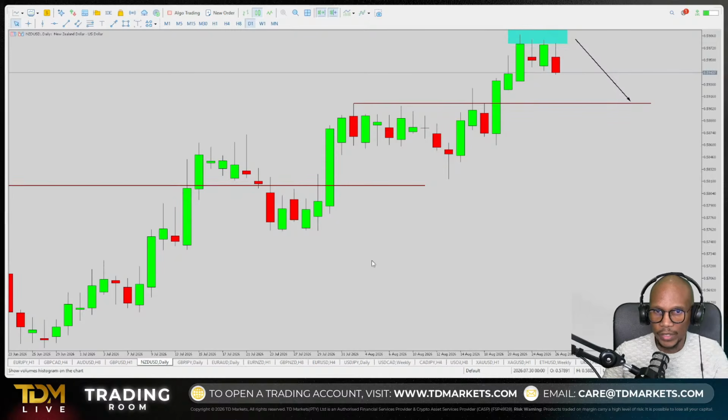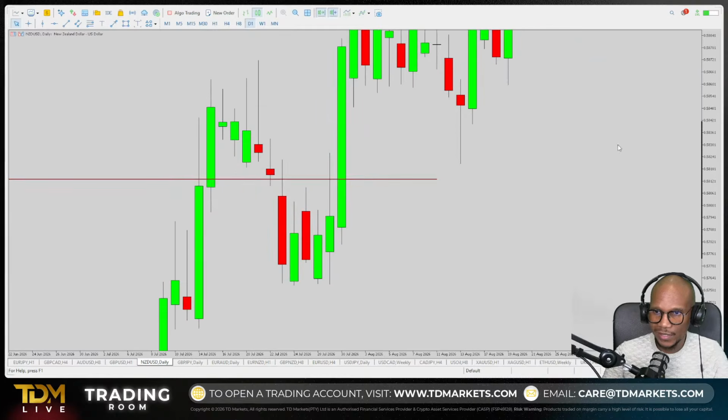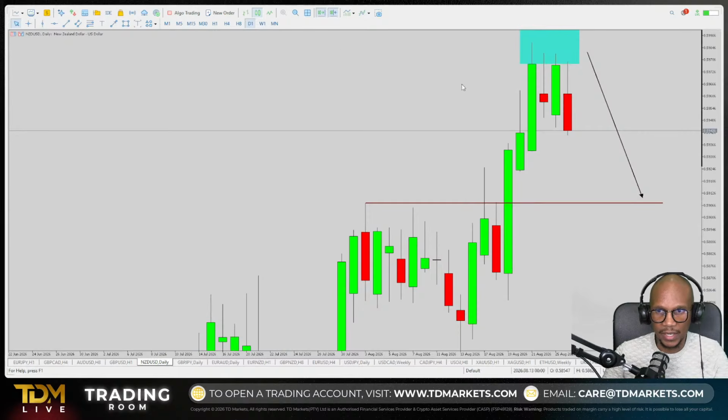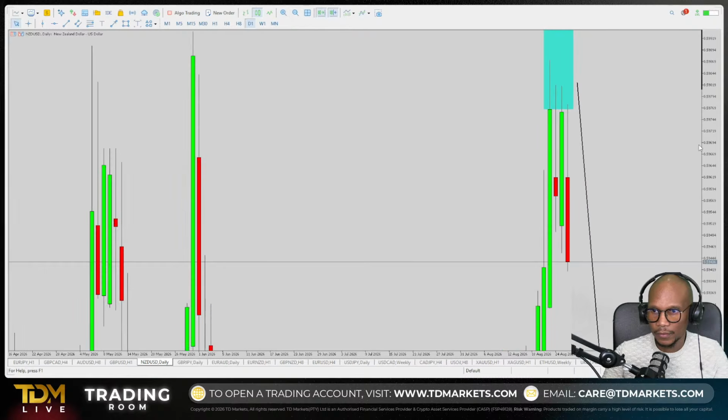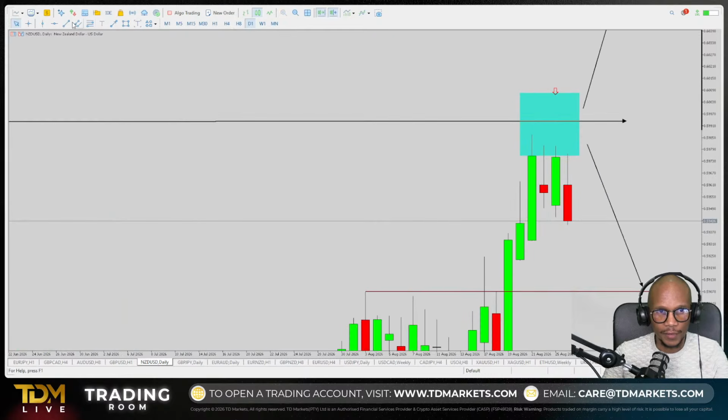Okay, so yeah, this was happening. When we looked at NZD USD, it was trading inside the range of, okay, let me just zoom in, of this candlestick. So I'm on the daily time frame right now. This is the daily candle. The current candle is the daily candle.